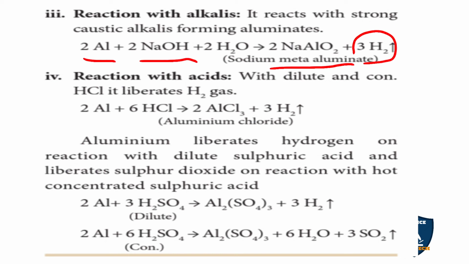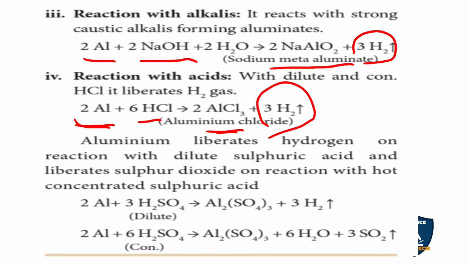Reaction with acids. Aluminium reacts with hydrochloric acid to form aluminium chloride. During this process, what gas is released? Hydrogen gas is released, whether the acid is dilute or concentrated. So when aluminium is treated with concentrated or dilute HCl, it forms aluminium chloride and hydrogen gas is released.